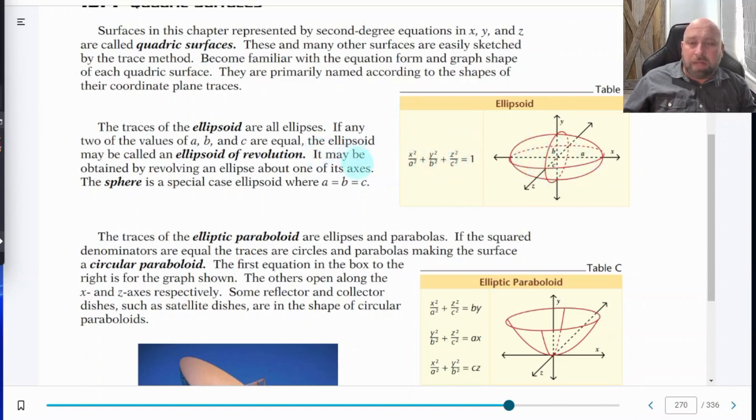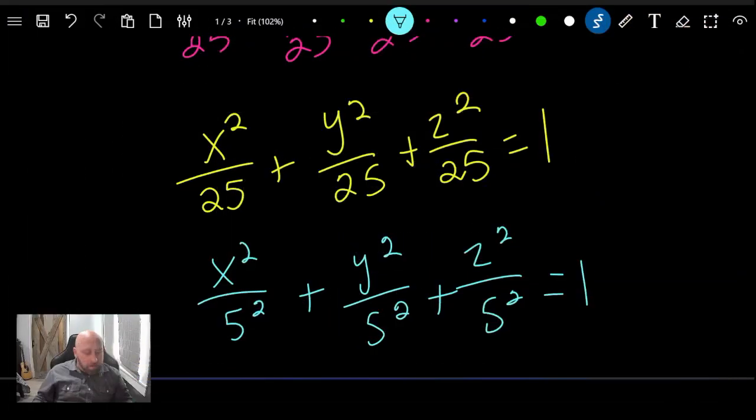We have an ellipsoid. Now we also have a special ellipsoid. Notice it says the sphere is a special case ellipsoid where a equals b equals c. So jumping back over here, notice that a equals b equals c. Since all of those are equal, we end up with a sphere.